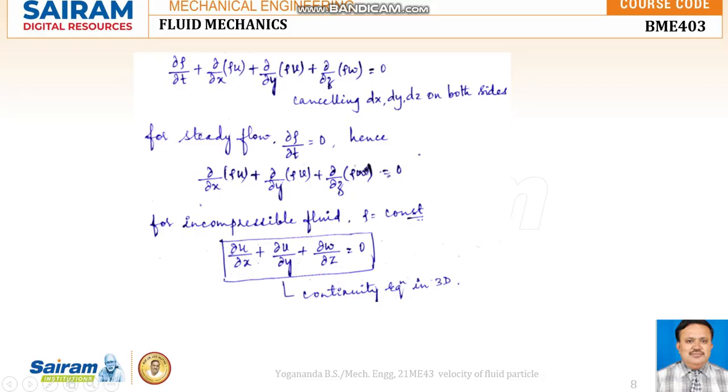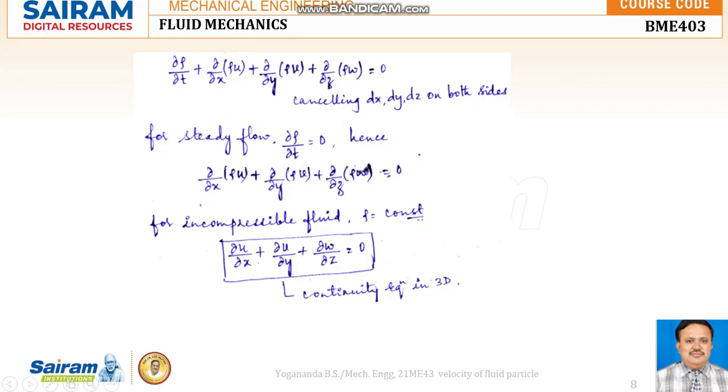For steady flow, there is no change in the density with respect to time. So del rho by del t is 0. The first quantity in the equation becomes 0. Now I have only 3 terms in the equation. Earlier we had 4 terms in the equation. Now for steady flow, del rho by del t is taken as 0, so we have only 3 terms in the equation.